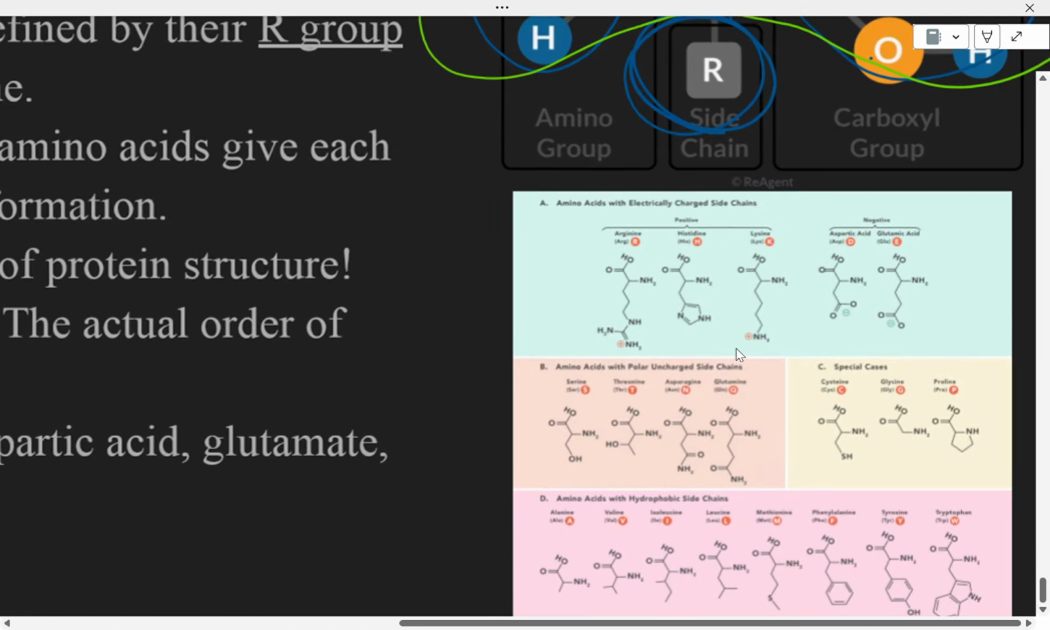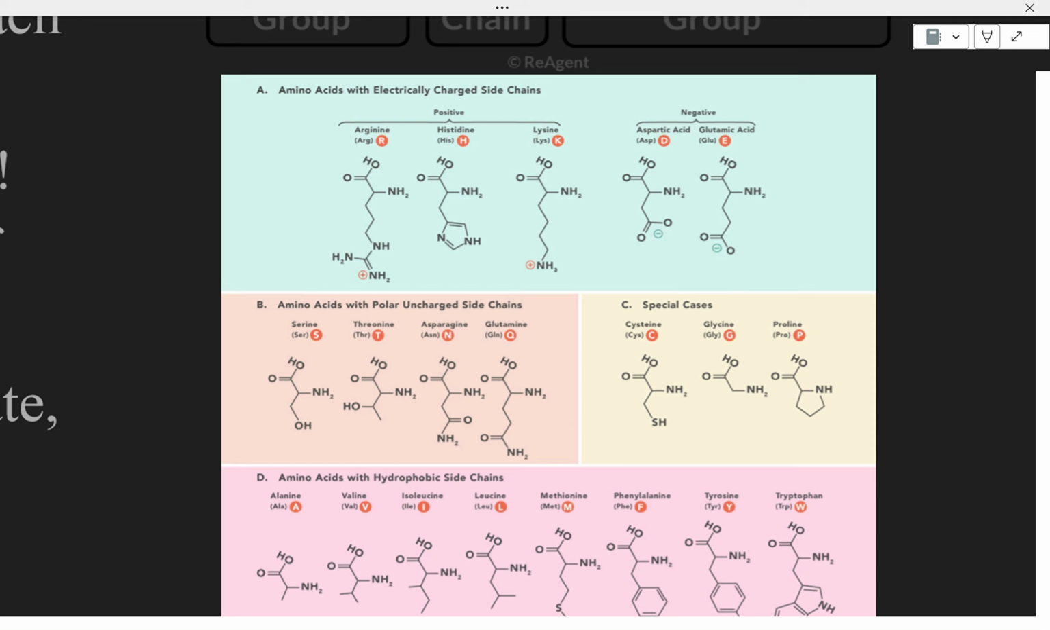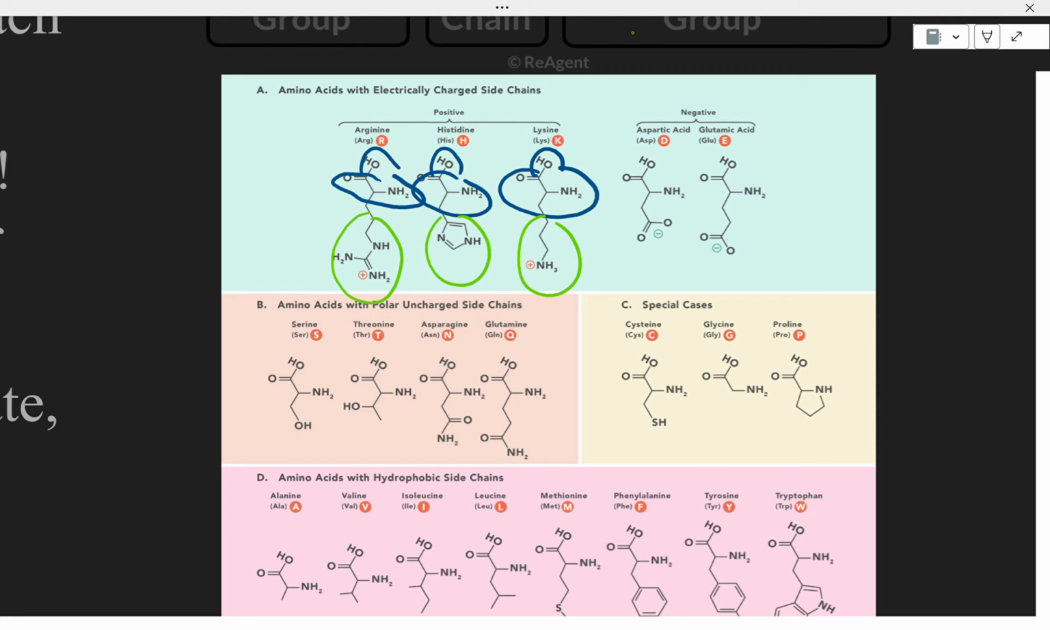So yeah, here's just some examples of different amino acids. So you can see they have that same backbone structure in common, right? Oh, I should be circling this as well. But then the different part is this R group that comes off. And you can see there's a bunch of different types of R groups here.